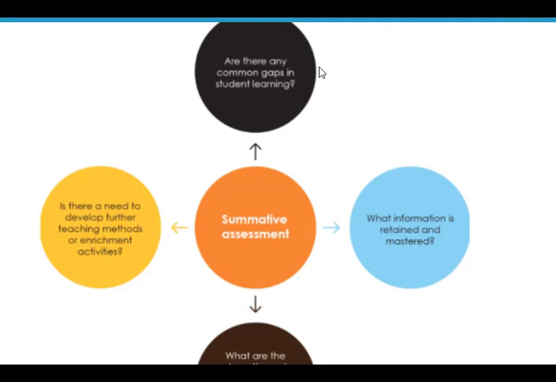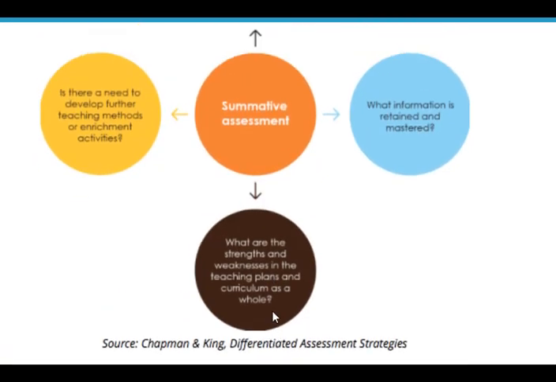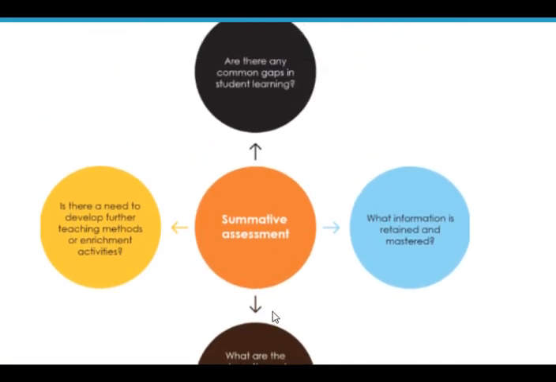And what you're trying to figure out is, okay, are there common gaps in student learning? You know, if I give a test that's 50 questions long and I see 60% of them got number 38 wrong, well, maybe that's an indication that number 38 either was an unfair question, or that the underlying substantive material that covered question 38, we really need to go over that in class again. What information is retained, what information has been mastered. Is there a need to develop further teaching methods and enrichment activities, and what are the strengths and weaknesses in the teaching plan as a whole? This is the classic closing the assessment loop that so many educators talk about.